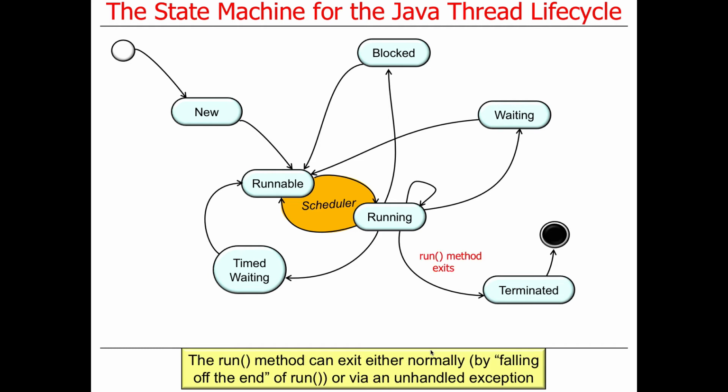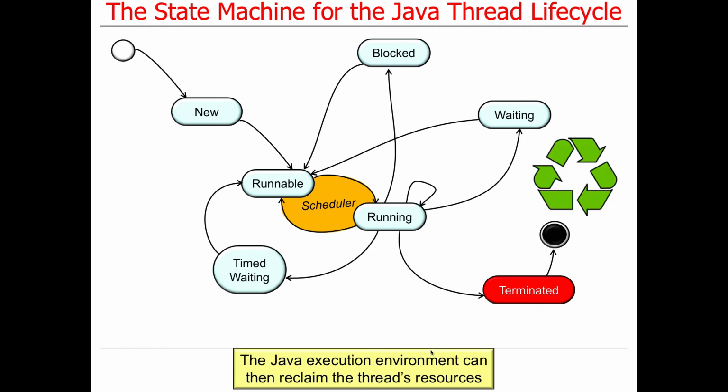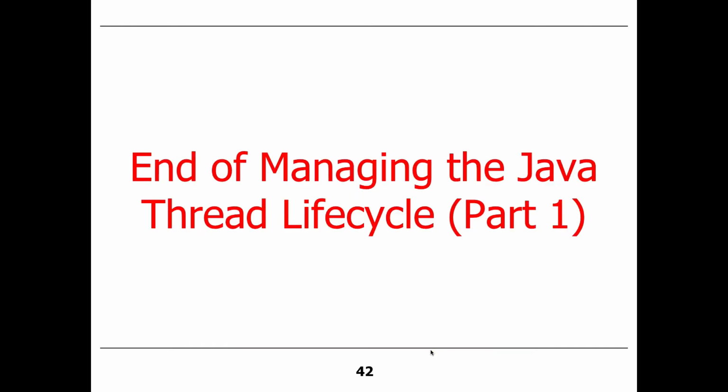Finally, the run hook method is going to exit either because it fell off the end or there was an exception thrown that was not caught by the run method or anything that it called. So at that point, we transition to the terminated state and the thread is finally done, at which point the system can reclaim its resources when no one else can access it. Okay, so that's basically the set of states that the thread can go through in Java.